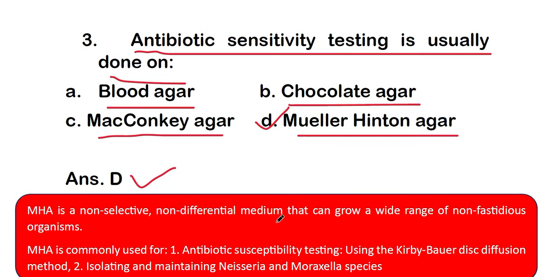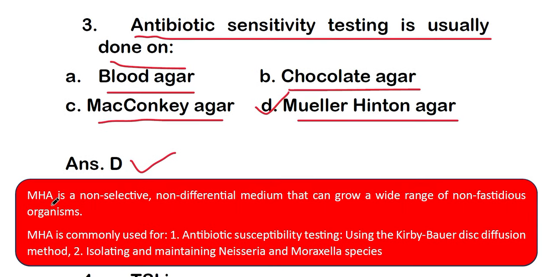So this Mueller-Hinton agar or MHA is a non-selective, non-differential medium that can grow a wide range of non-fastidious organisms. And this Mueller-Hinton agar is commonly used for antibiotic susceptibility testing using the Kirby-Bauer disc diffusion method, and it is used for isolating and maintaining Neisseria and Moraxella species. Okay, so these are the two roles of this Mueller-Hinton agar.